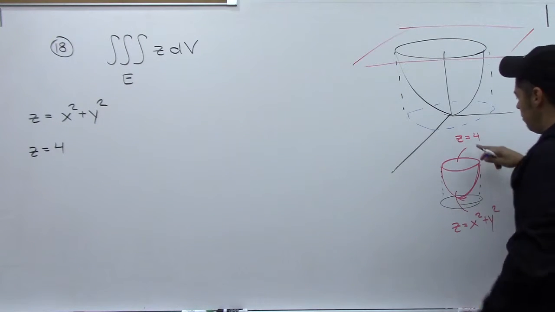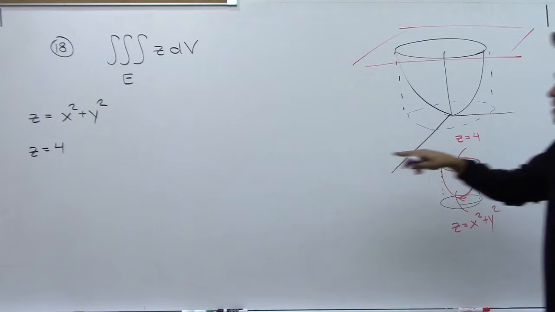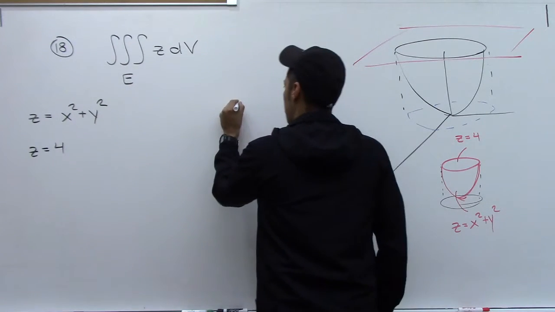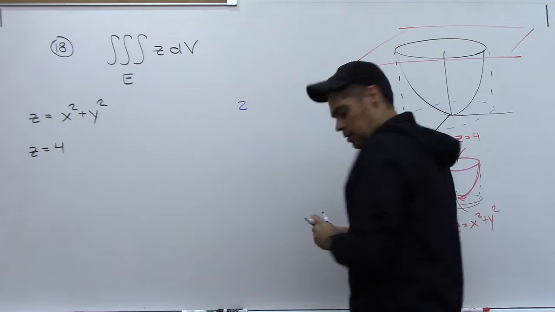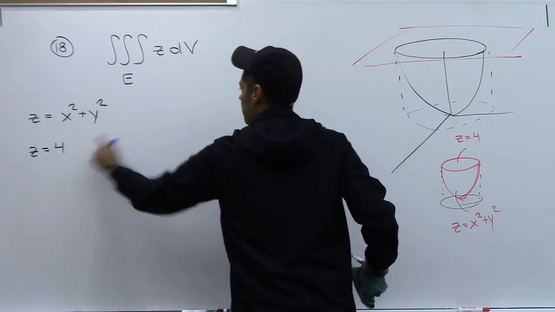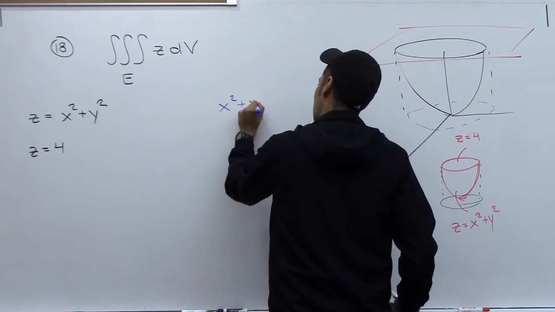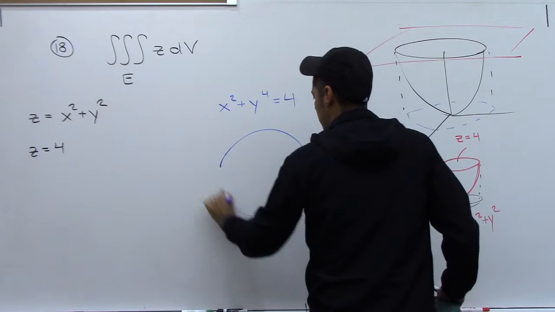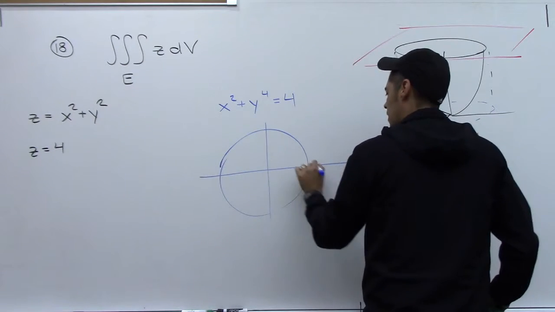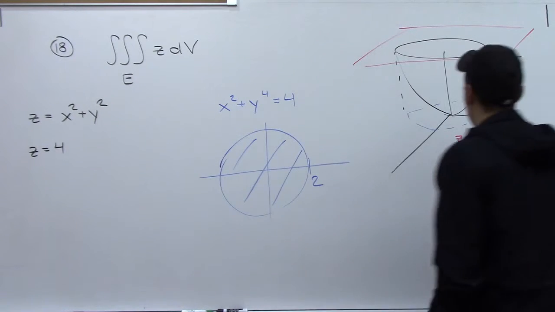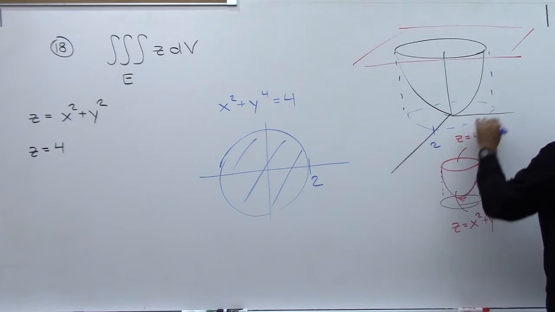So what I want to know is when do these two meet each other, right? So I just set them equal to each other. I'm going to set this one equal to this one, so I get x squared plus y squared must be 4. So I know that looks like this, radius 2, and this is my region on the ground here. So I know it hits here at 2.